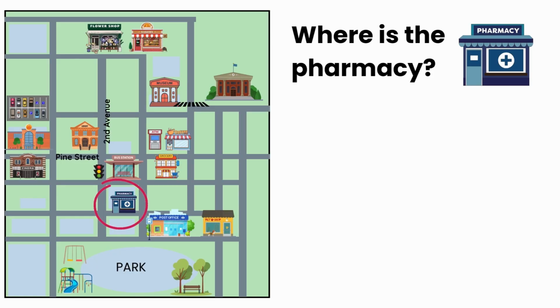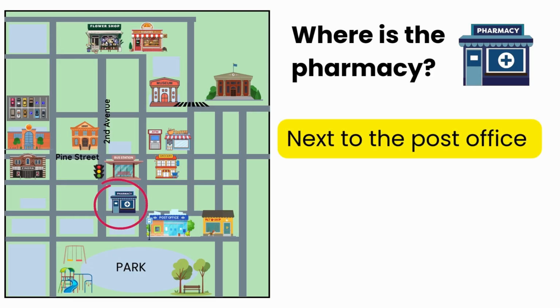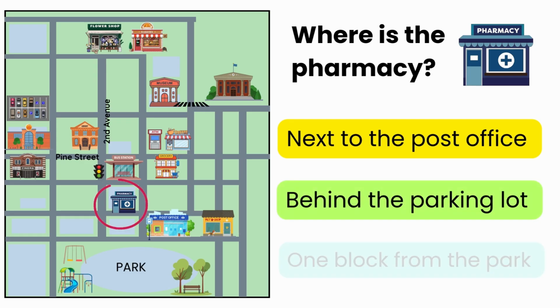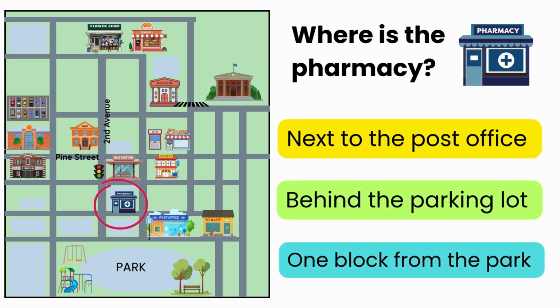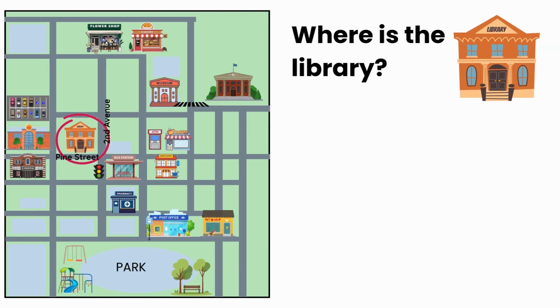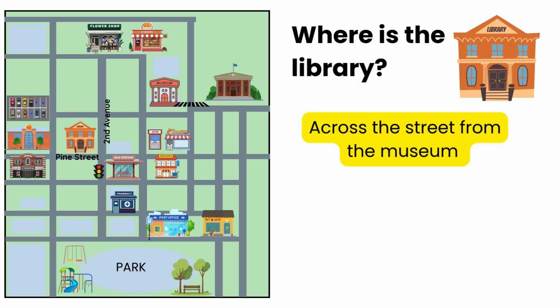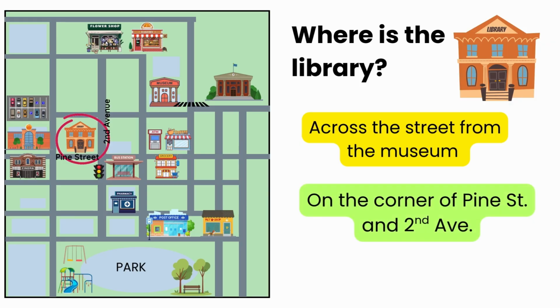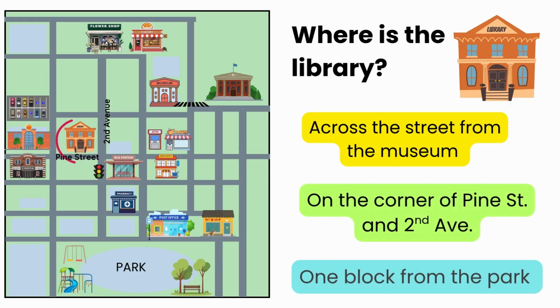Where is the pharmacy? Next to the post office, behind the parking lot, or 1 block from the park. The pharmacy is 1 block from the park. Where is the library? Across the street from the museum, on the corner of Pine Street and 2nd Avenue, 1 block from the park. On the corner of Pine Street and 2nd Avenue.